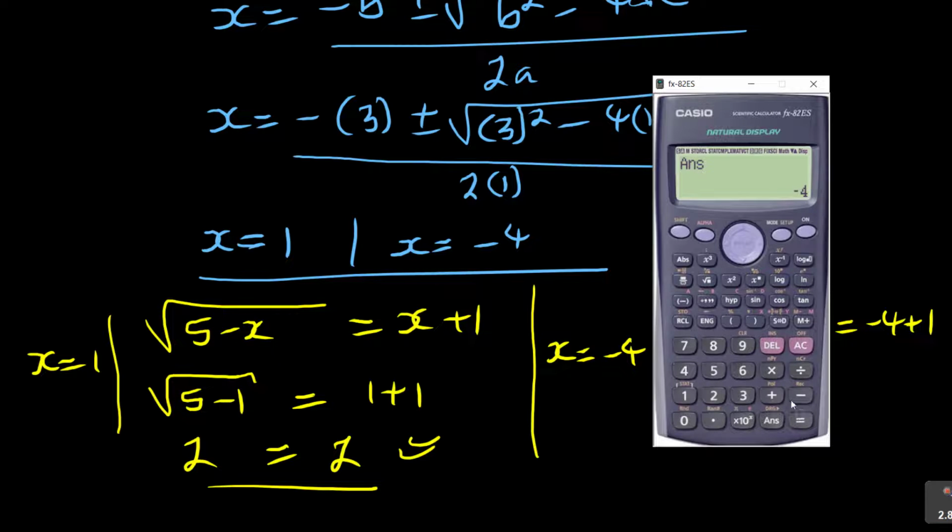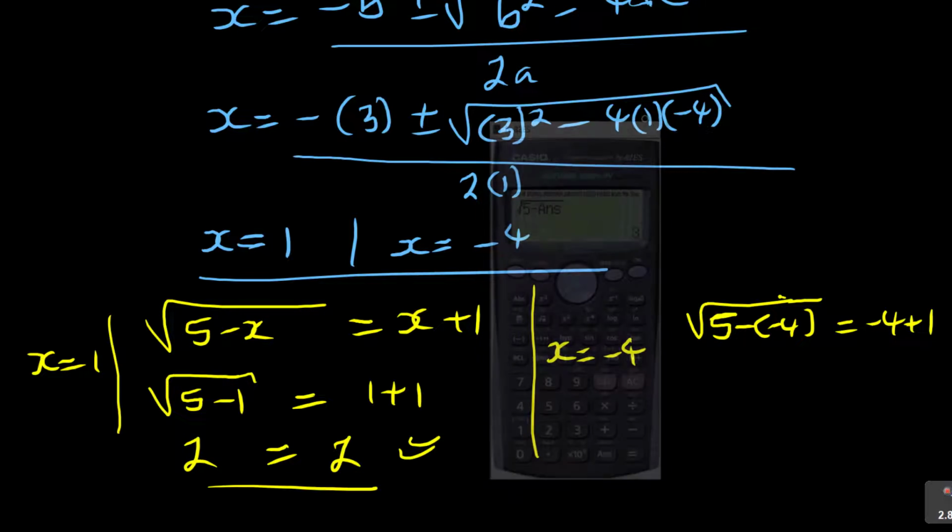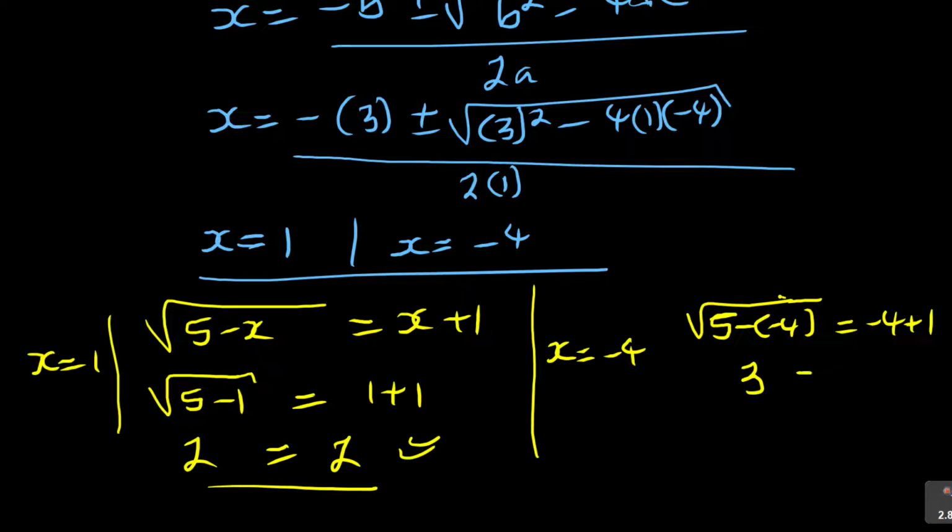So when I'm testing it, it will be square root of 5 minus answer equal to, I get a 3, is equal to minus 4 plus 1 is minus 3. So you see, this doesn't balance, so it's not equal to. So here you can see that when it was minus 4, it didn't work out. So you can then conclude and say x is not equal to that. Then they will mark you like that.